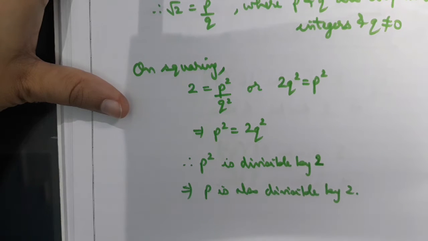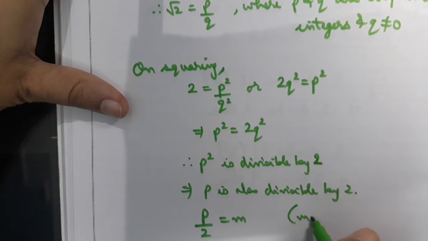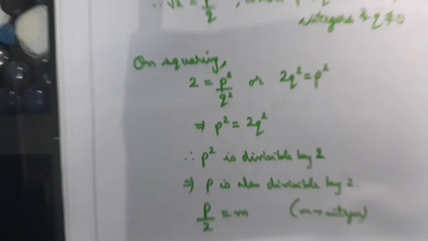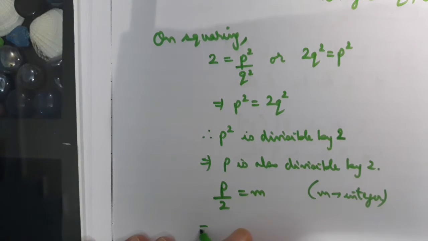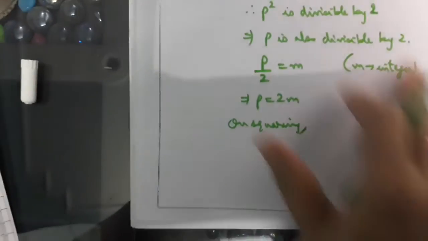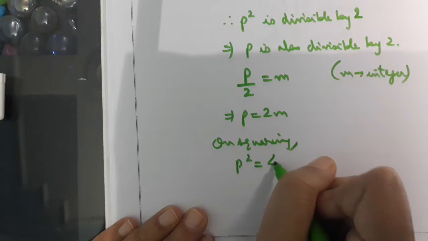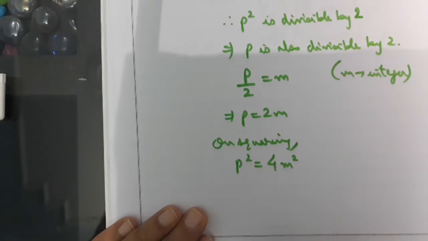Now if p is divisible by 2, it means that p upon 2 should be equal to an integer. Suppose that integer is m, where m is an integer. This is what we obtain. So this can be written as p is equal to 2m. So again we will square both sides. So on squaring we obtain p square is equal to 4m square.